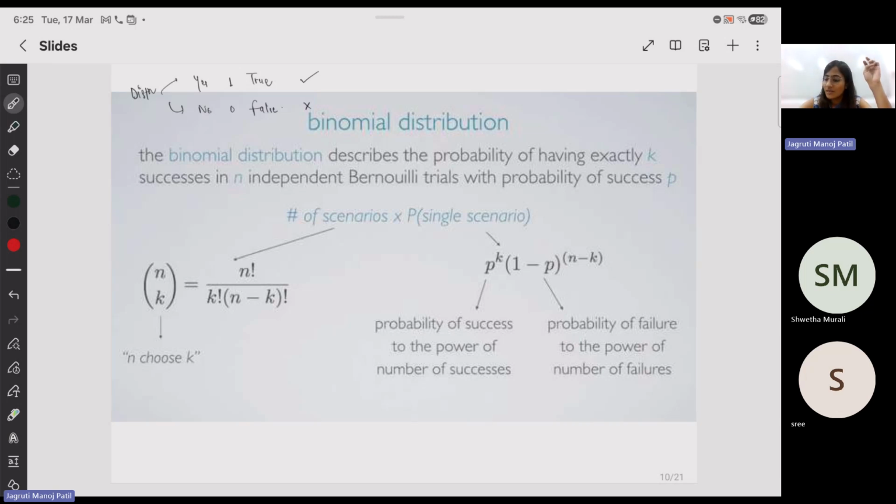Then we compute how many yes I'm getting and how many no I'm getting. That's nothing but the likelihood of getting a favorable outcome that you're looking at, something that you get exactly. So that's a favorable outcome in your case. The binomial distribution describes the probability of exactly having K successes in n independent Bernoulli trials, with probability of success P.